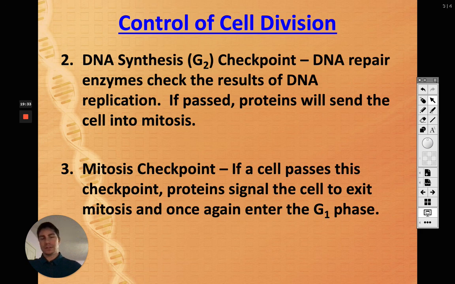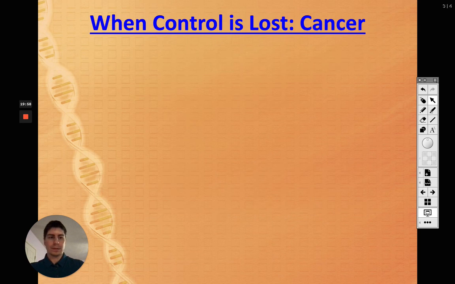This is our last one, guys, so we have three of them. If the cell gets through the G1 checkpoint and the G2 checkpoint, to make sure the DNA has been replicated properly, there is also a mitosis checkpoint. During the mitosis checkpoint, all we're doing is making sure all the DNA is lined up in the middle, and that DNA is connected to the microtubules.